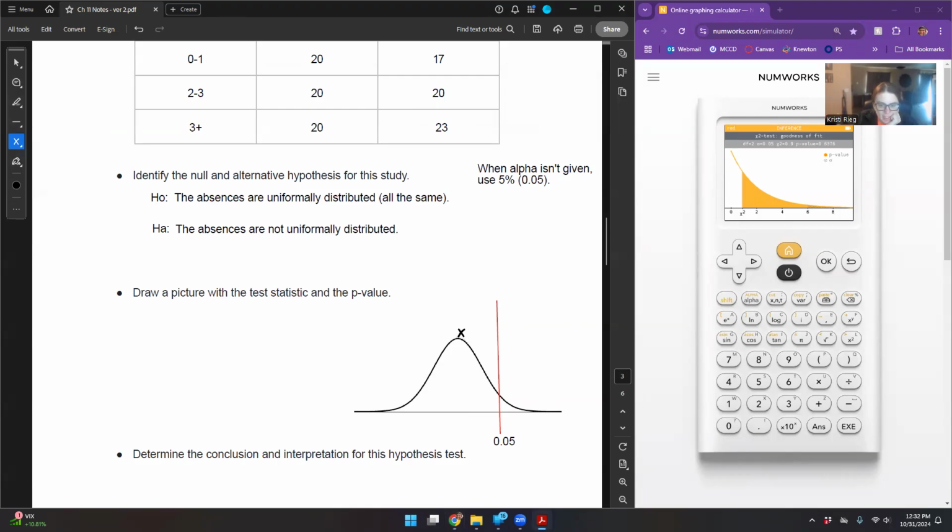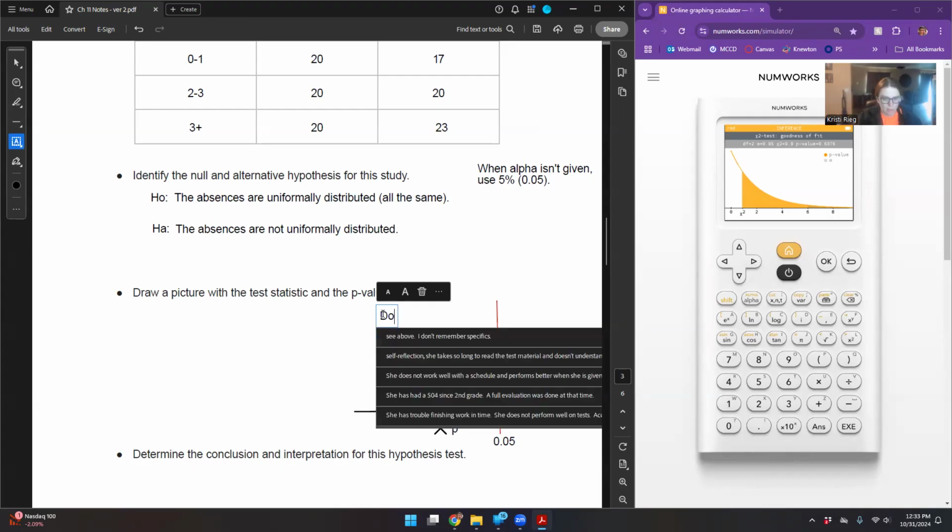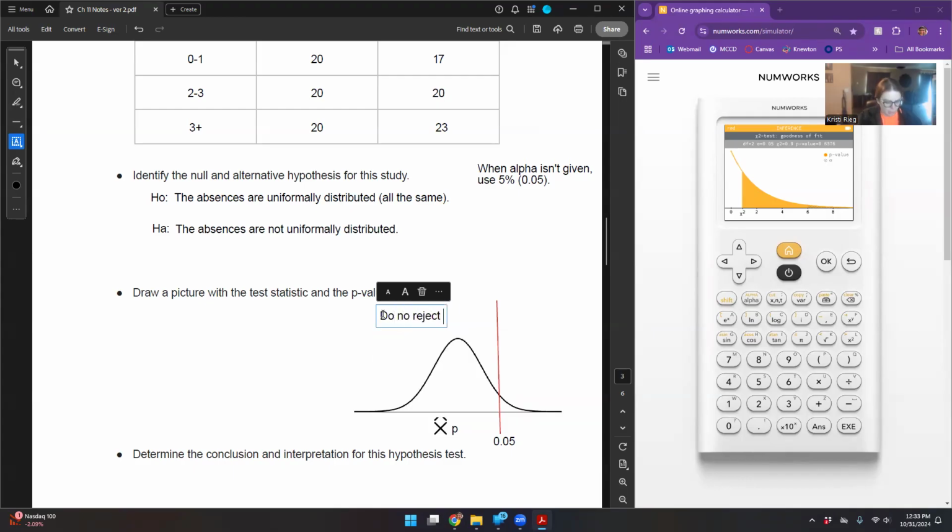P-value was, so here's half. So it's actually 63%, it's a little more than half. Come on, just give me an X. That is where our p-value shows up. Okay, as per usual, terrible drawing. Look at the computer graphic, it's much prettier. But we have determined because it lies on the left side, we will fail to reject, do not reject the null.